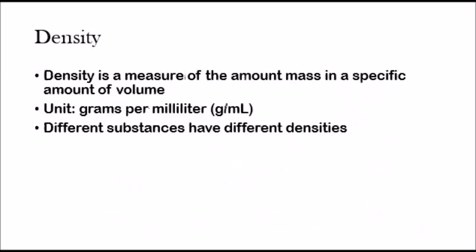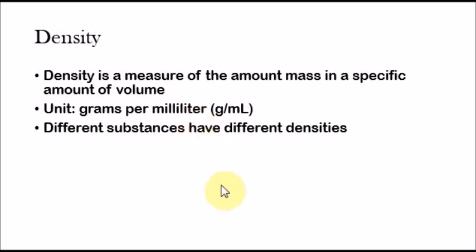Now, density is a measure of the amount of mass in a specific amount of volume. The units we use are typically grams per milliliter. If you try to visualize this, density is the amount of mass in a specific amount of volume, so that's why we have grams per milliliter. Grams measures mass, milliliter measures volume, so that's where the unit comes from. A milliliter, by the way: 1,000 milliliters are in 1 liter, if you didn't know that.